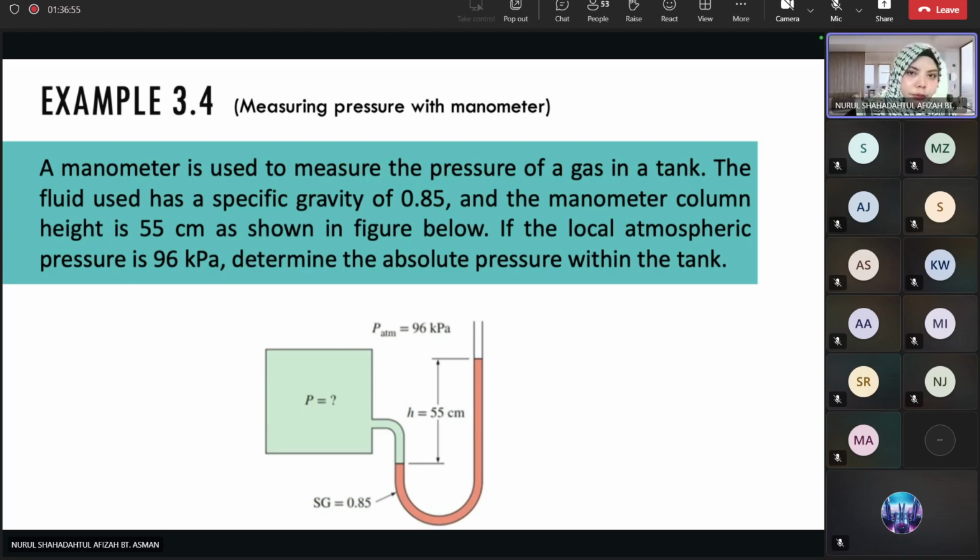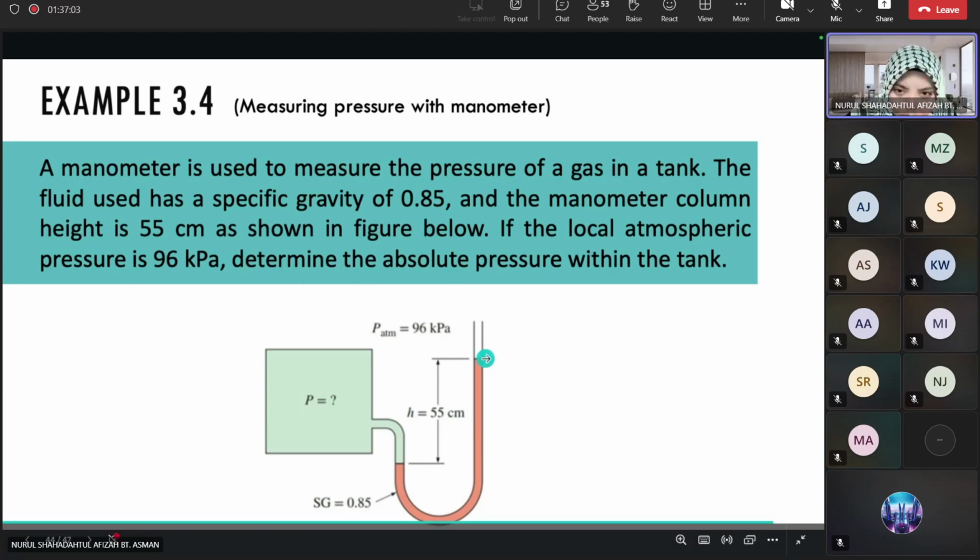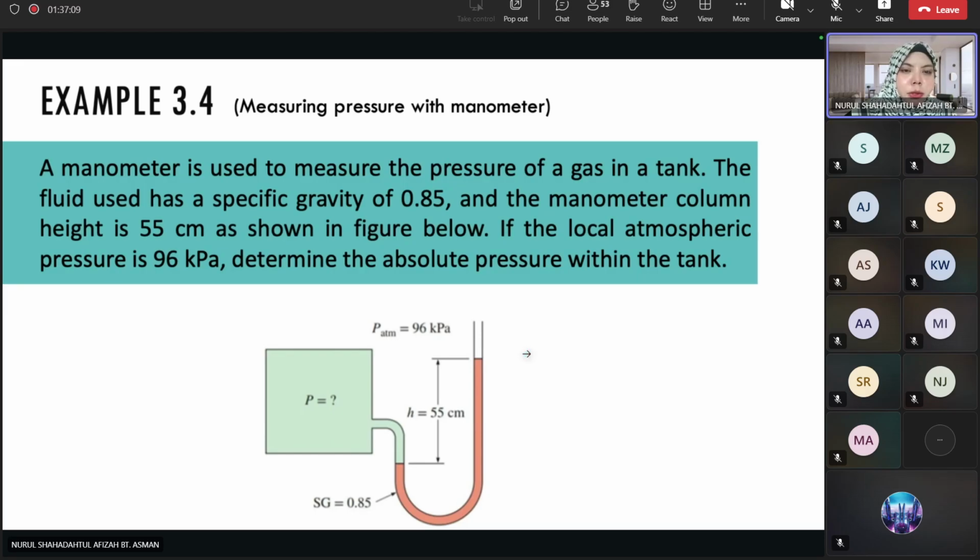This one, quotation. This is the example of measuring pressure with a manometer. This is the example untuk manometer. Kalau barometer tadi, simple kan? Yang this one, manometer is used to measure the pressure of a gas in a tank.